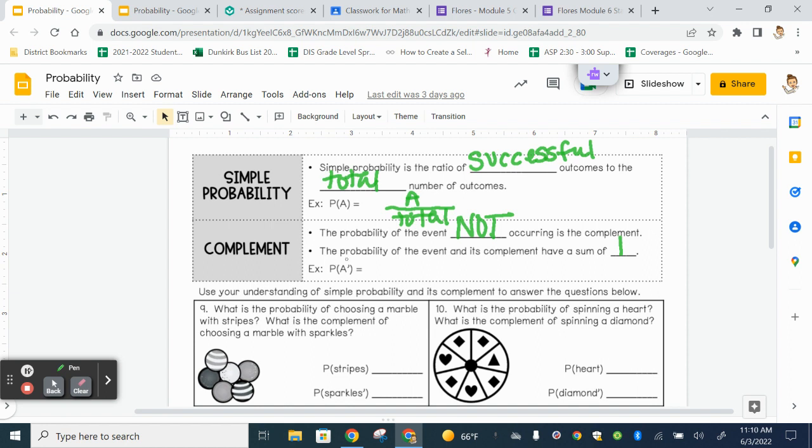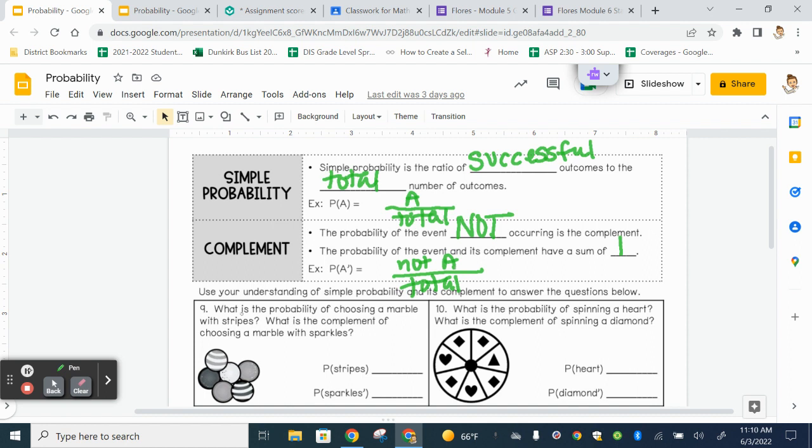We write the complement a little bit differently. That little line right there is called prime. It's A prime. So it's the opposite, really. So it means not A, or not the event, over the total. Still a part to whole ratio. Let's now put this into context with these examples.